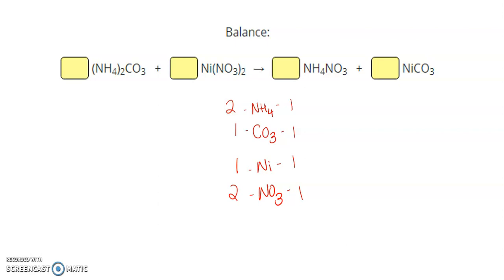Well, now you see it's just NH4 and NO3 that are unbalanced. 2 on the left side, 1 on the right side. And look, they're together. So all I need to do is put a 2 in front of NH4NO3. That gives me 2 NH4, 2 NO3, and now my equation is balanced.